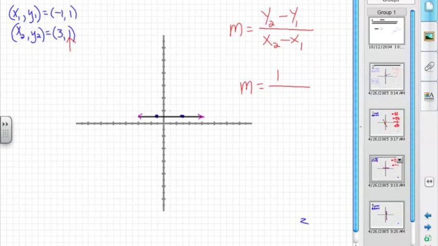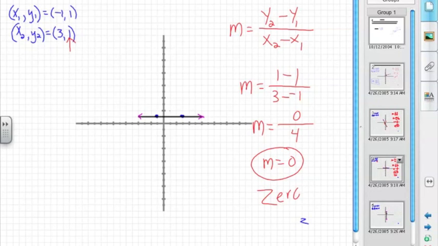And then y1 is going to be the other y coordinate, so we're going to have 1 minus 1 on the top. And on the bottom, we will have x2, which is the 3, minus negative 1. And when we simplify, we get 0 over 4. In this case, because we have a 0, we can simplify it and make it a whole number. So the slope of this line is 0. It has no slope.